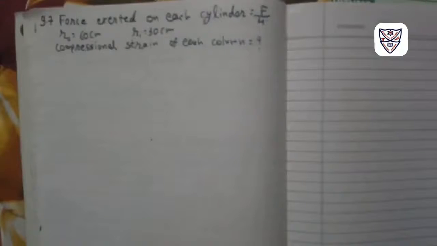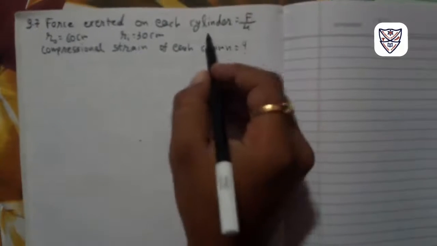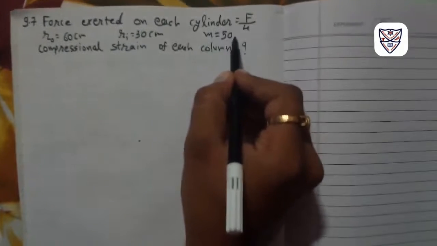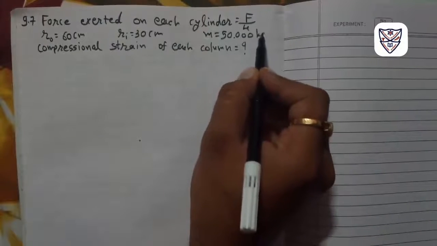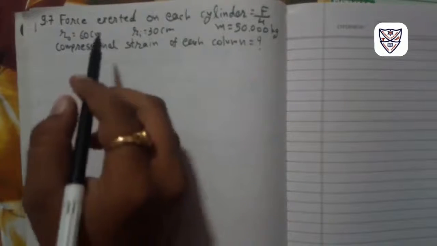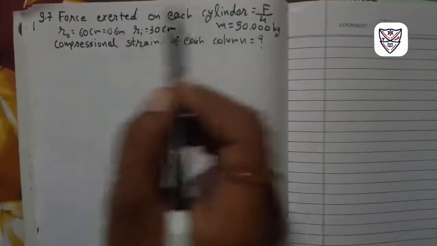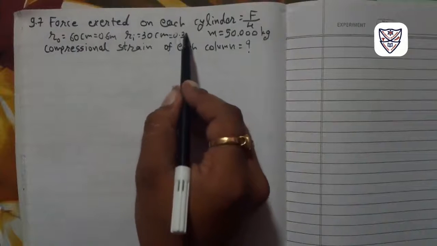In this numerical 9.7, force exerted on each cylinder is given as F by 4. Actually we are having 4 identical hollow cylinders, right? So each force will be F by 4. Now mass is also given, mass is 50,000, so that is the load of all the cylinders. Now see, inner and outer radii of each column are 30 and 60. So outer is 60 centimeter, we have to convert it into meter, so it will be 0.6 meter and inner will be 0.3 meter.